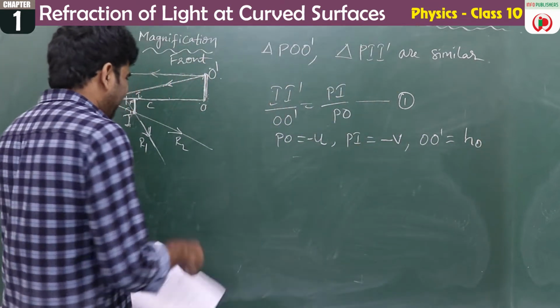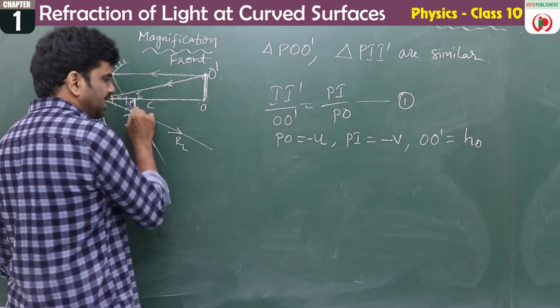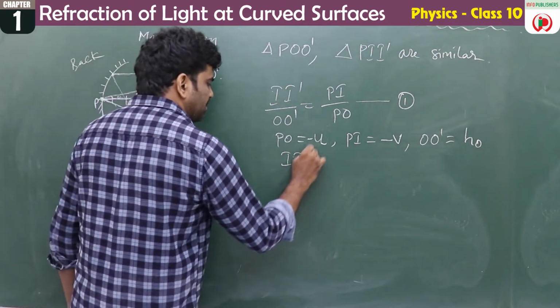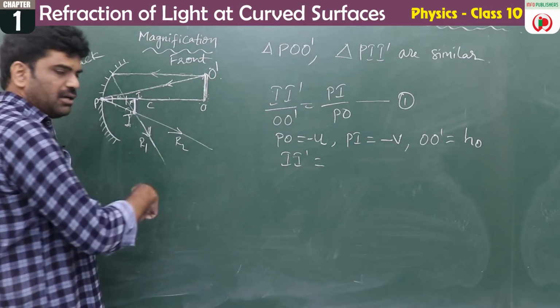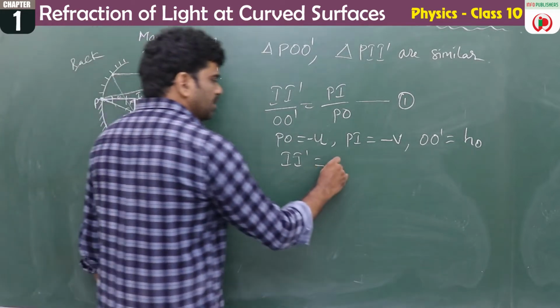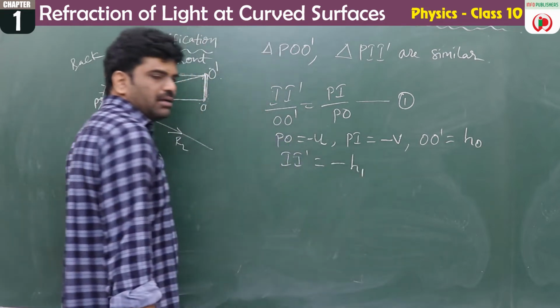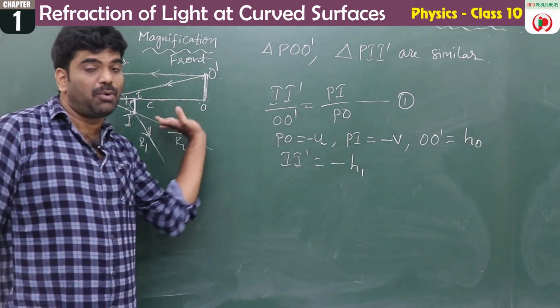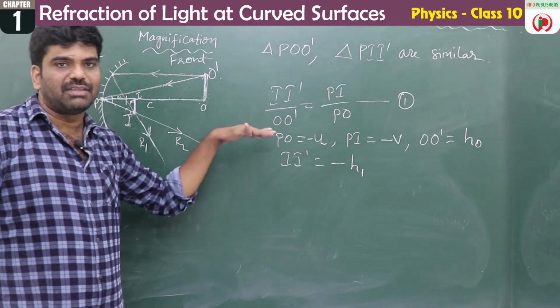I dash is the height of the image. This height of the image is down the axis. That is why you have to take minus HI. Okay, so object height is above the axis, positive, height of the image is below.